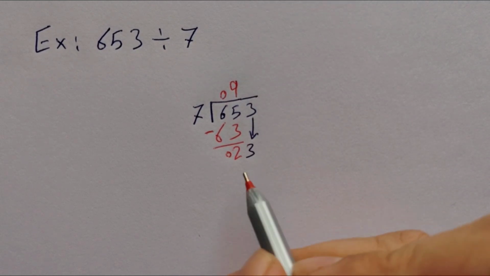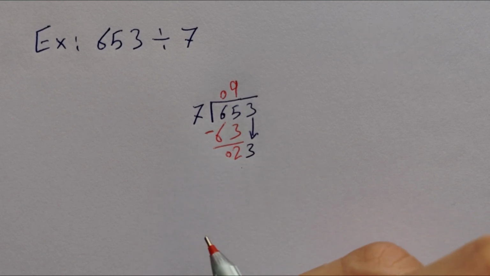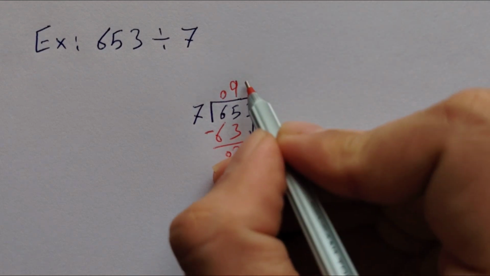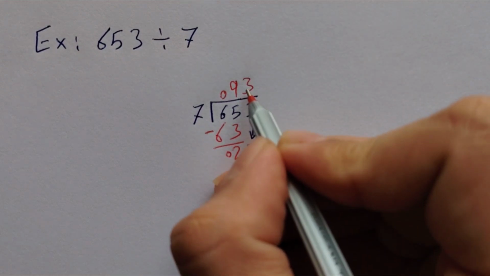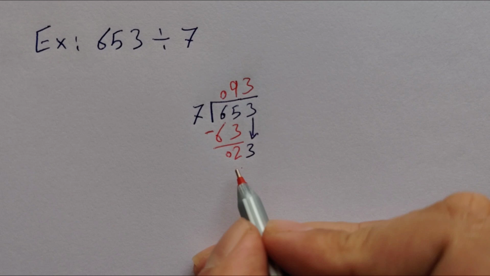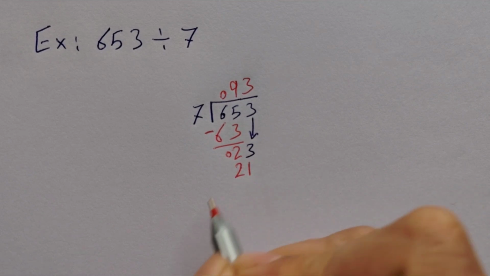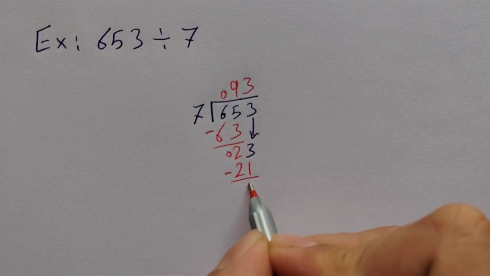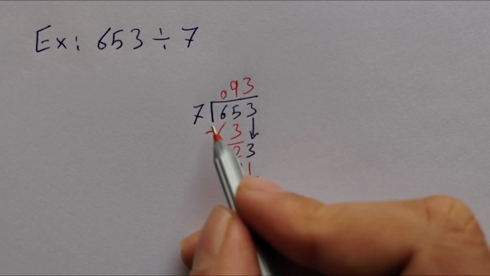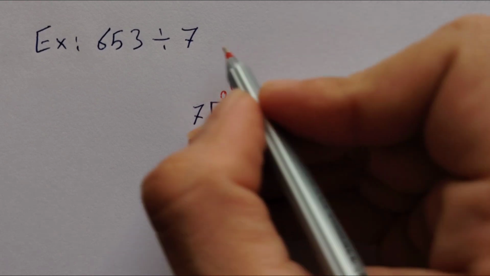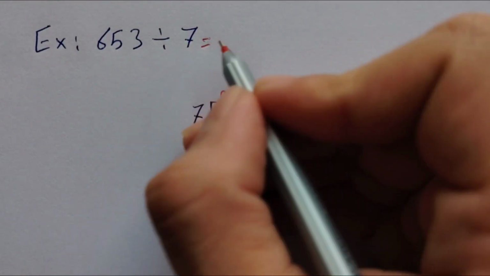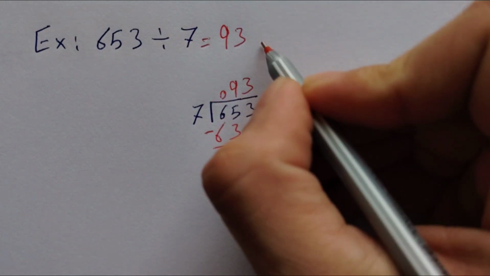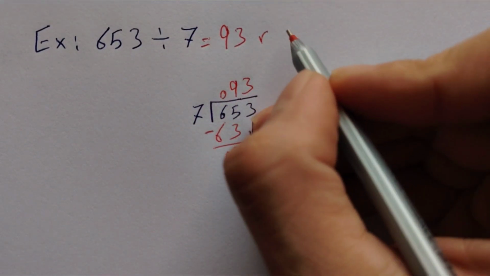Now repeat, 23 divided by 7. Closest multiplication of 7 that's equal or less than 23 is 3. Then we multiply 3 times 7, which is 21. Then we check, can we do it? Yes, we subtract it. It will be 2. Is the remainder less than the divisor? Yes. So our answer for 653 divided by 7 will be 93, and the remainder will be 2.